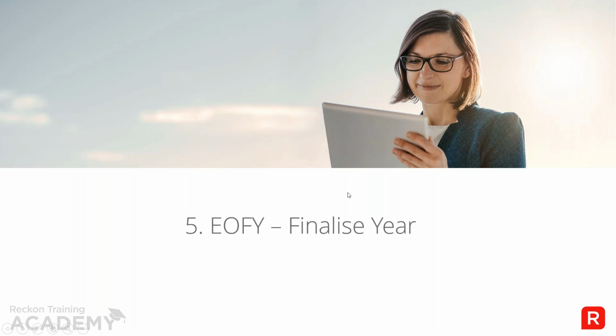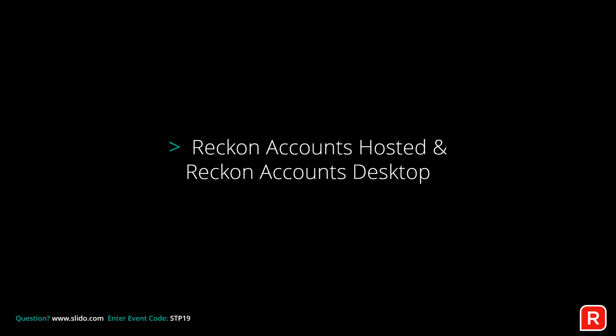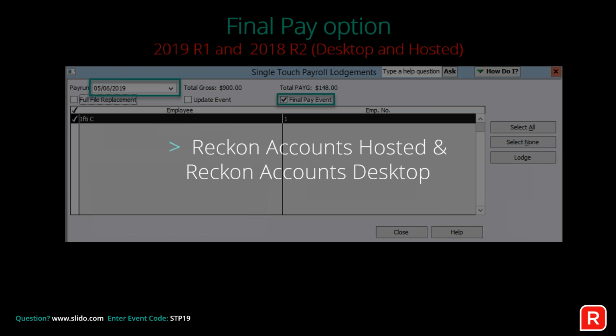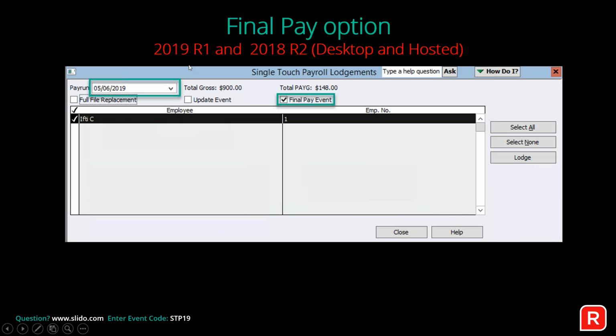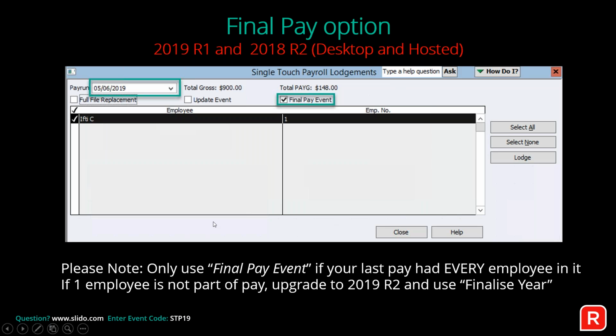Lastly, I'll just cover the end of financial year process, so how to finalize the year at the end of financial year. With Reckon Accounts hosted and desktop, it says here in the 2019 R1 and 2018 R2 in desktop and hosted, you can only use final pay event if your last pay has every employee included. So if one employee is not included when you have done STP, you need to upgrade to the 2019 R2 version and then use the finalize year option.